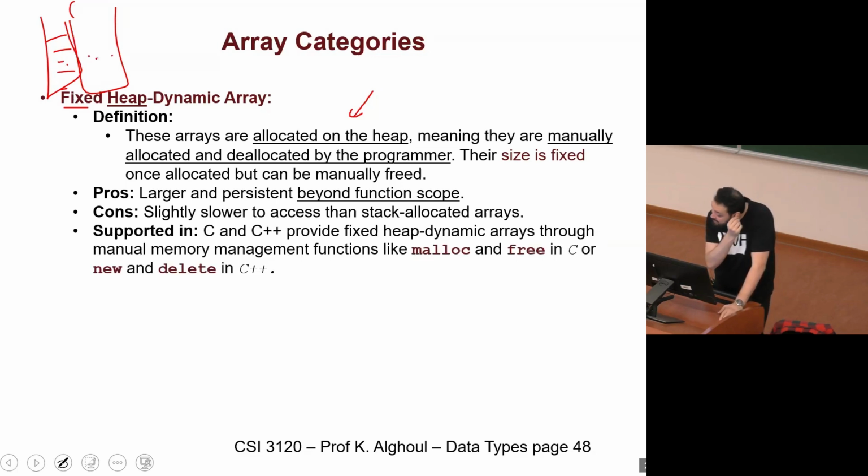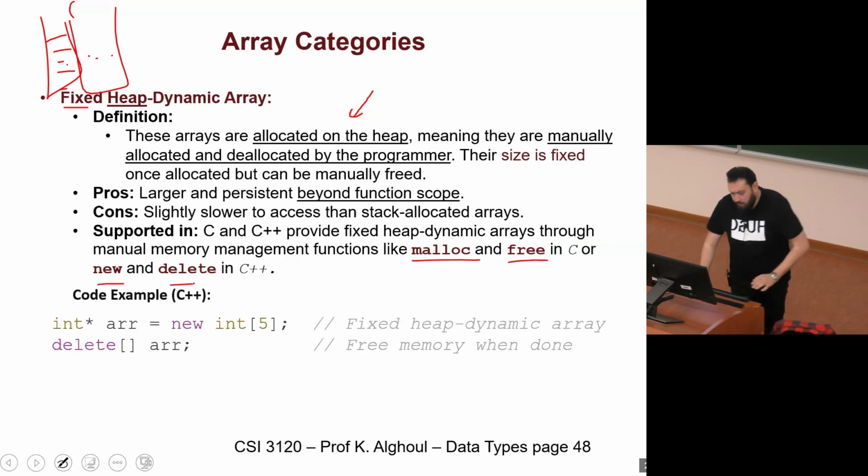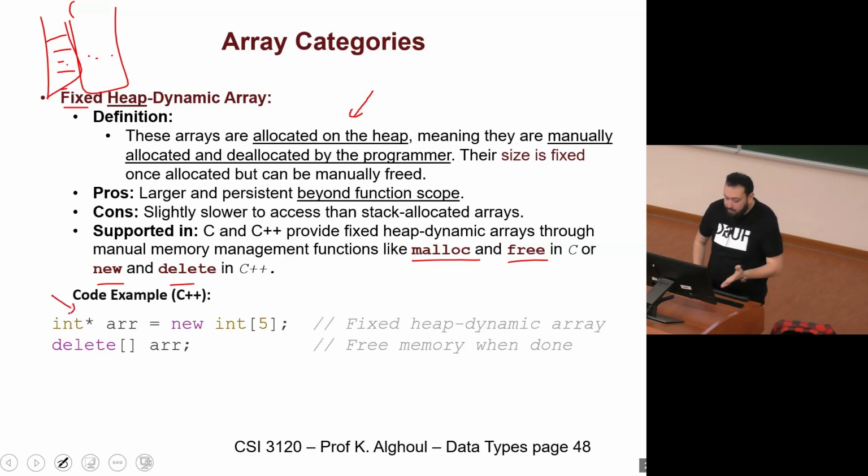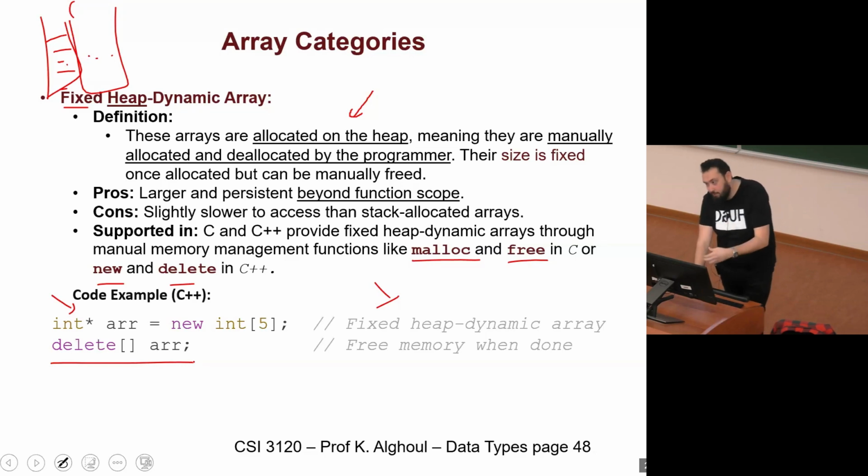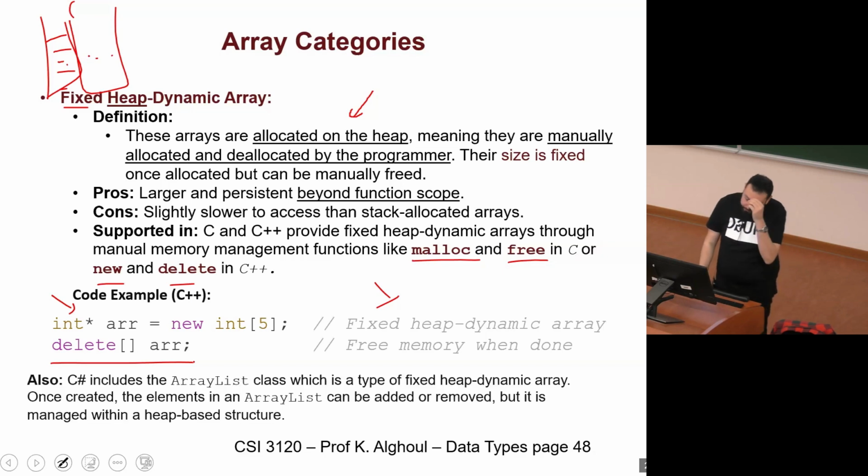Now it's supported in C and C++. It provides fixed heap dynamic arrays through manual memory, as you said, malloc and free when it comes to C, and new and delete when it comes to C++. It will look something like this in C++. If you do this pointer, then you're creating a fixed heap dynamic array, but you have to do the delete after to free the memory, okay? That's why learning C++ and C takes a bit more than writing a script in Python, where you're just randomly writing things.